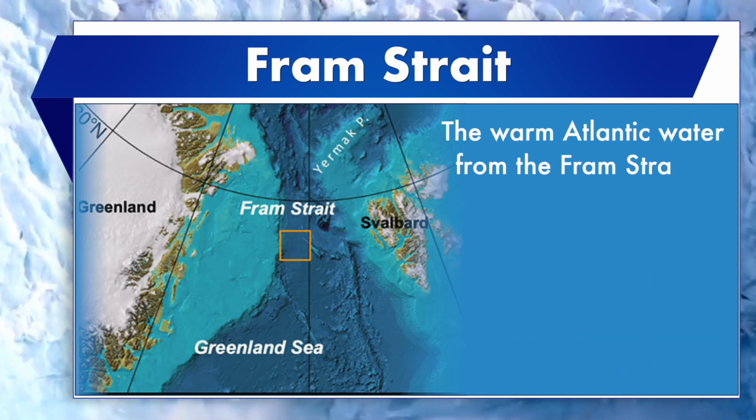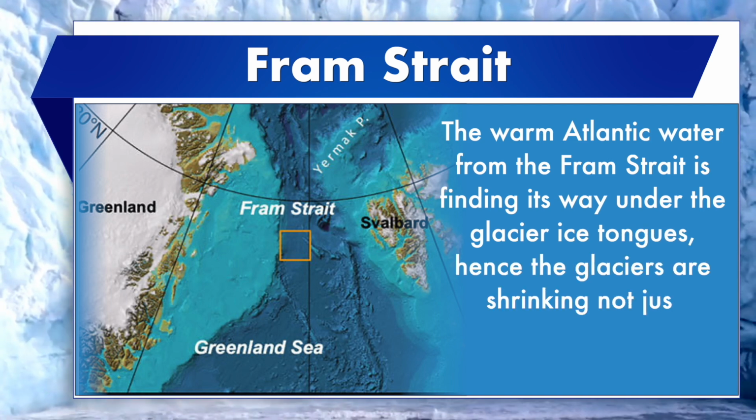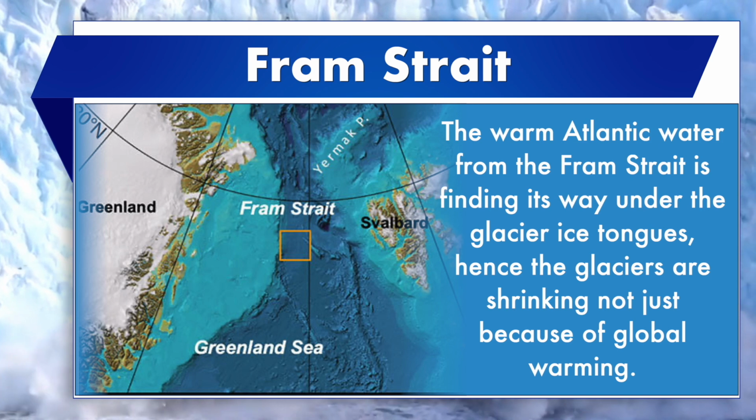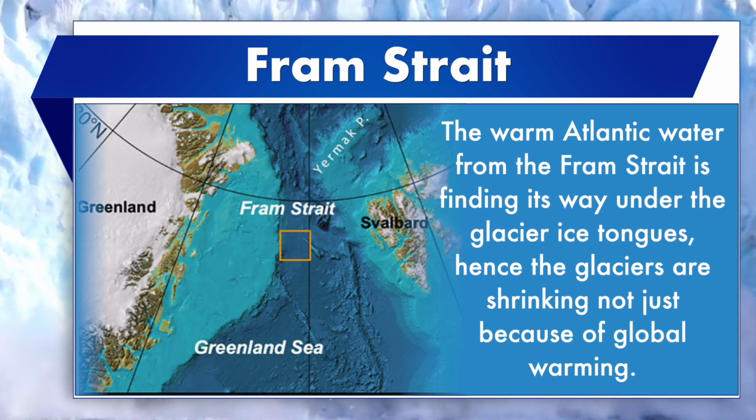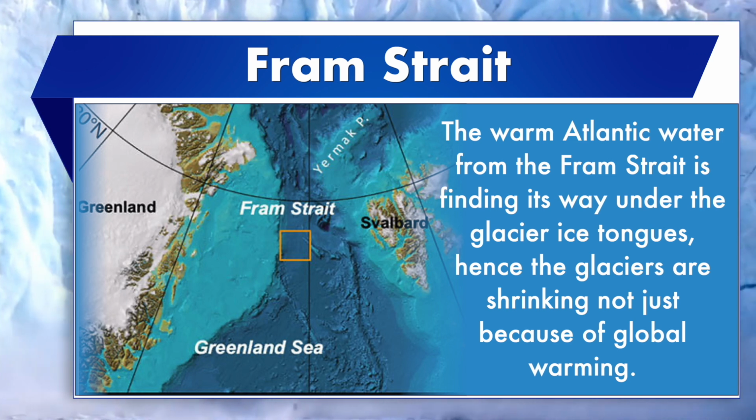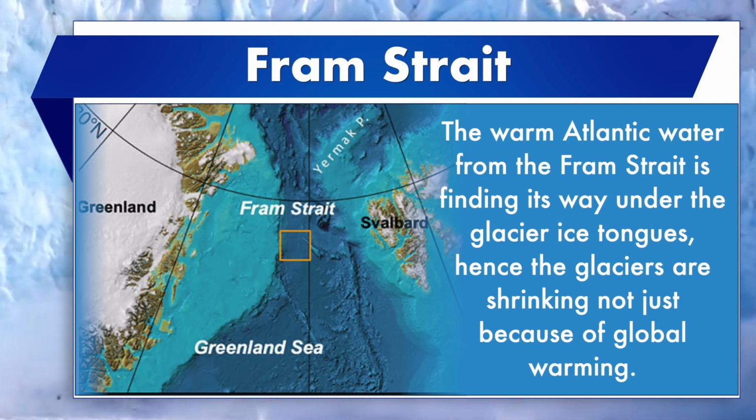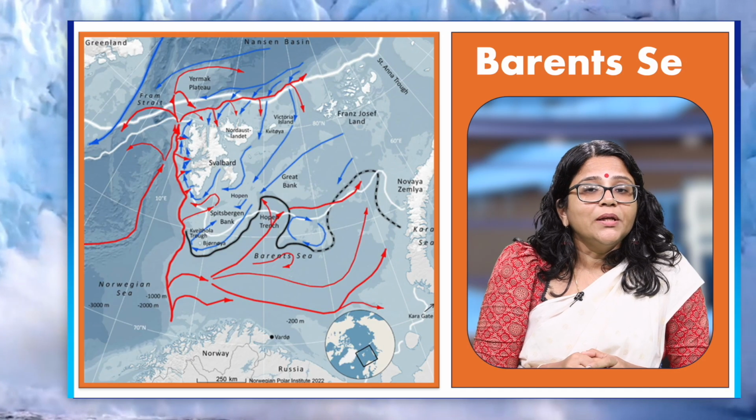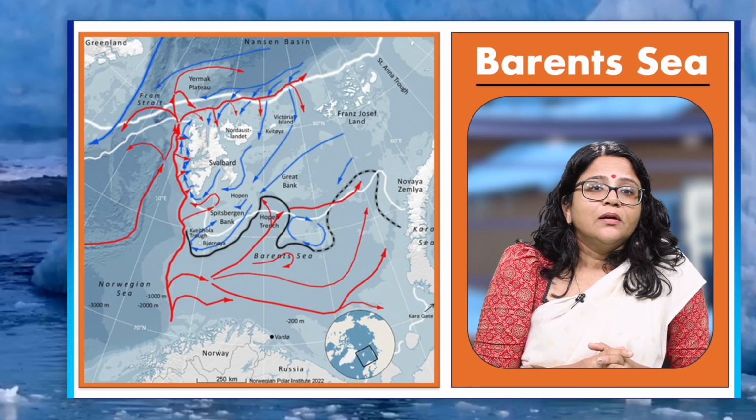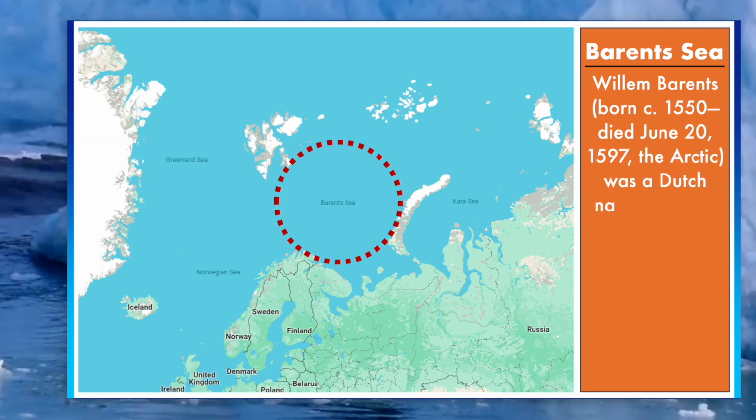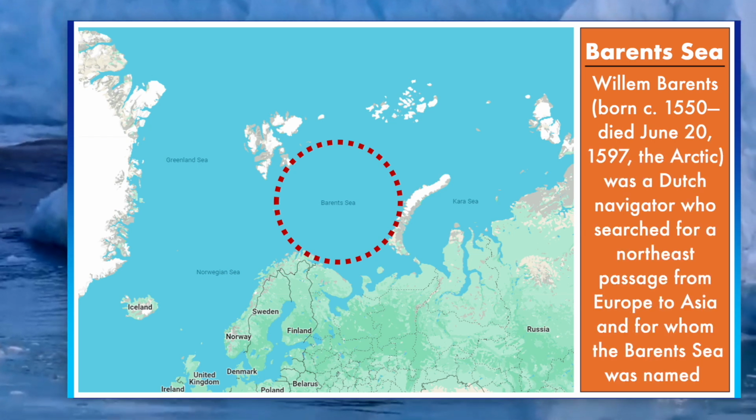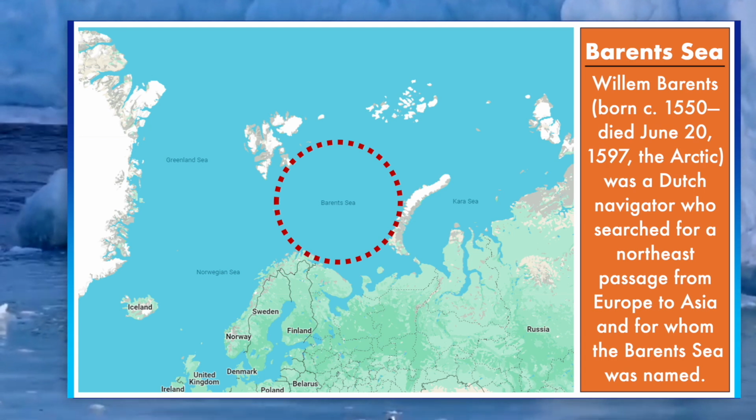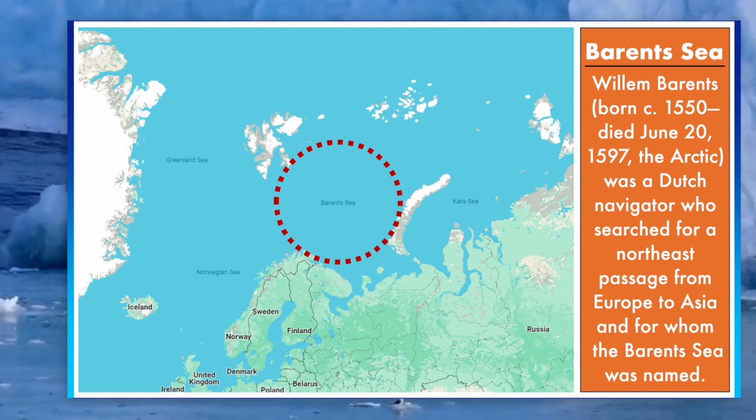So, the warm Atlantic water from the Fram Strait is finding its way under the glacier ice tongues, and hence the glaciers are shrinking, not just because of global warming but also because of the introduction of this warm water through this particular strait. Now, coming to the Barents Sea, William Barents was a Dutch navigator who searched for a northeast passage from Europe to Asia, and for whom the Barents Sea was named.